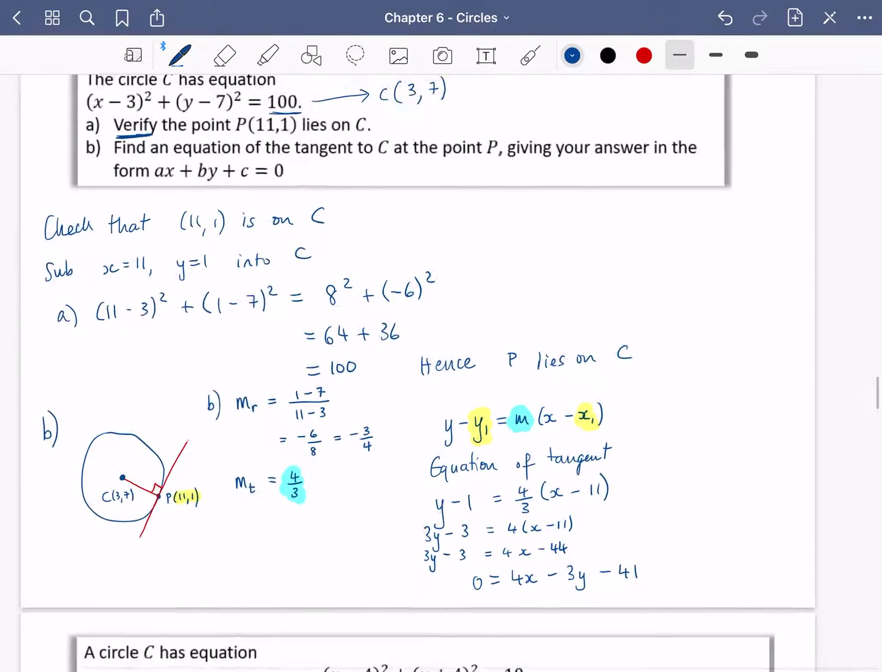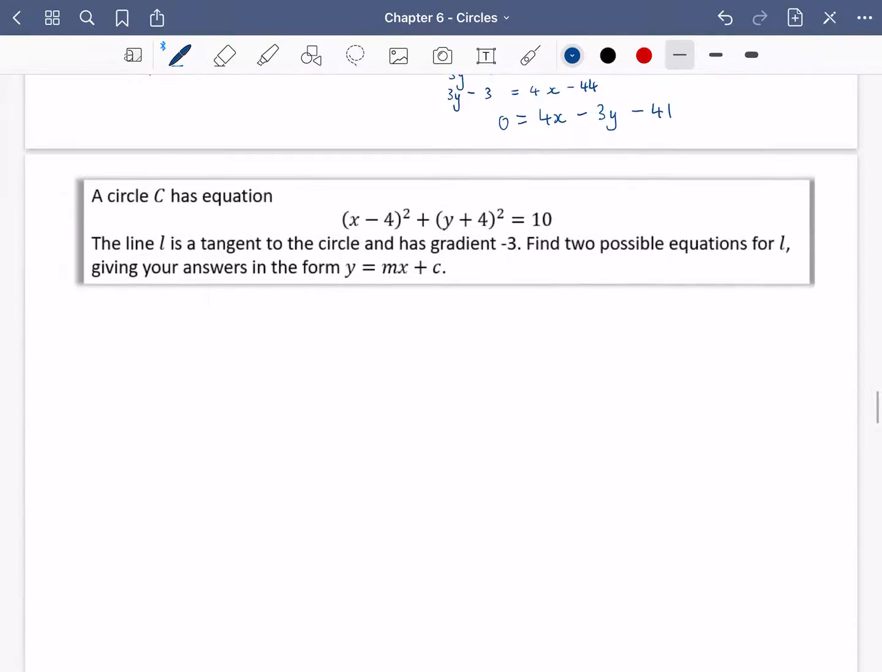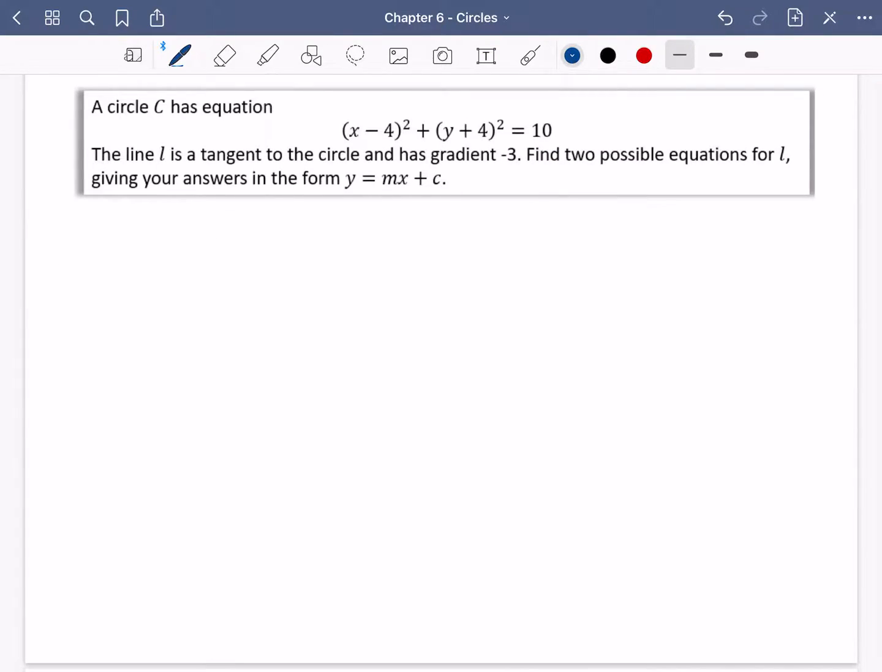Okay, so let's have a look at another example. Here we have a circle that has this particular equation: (x minus 4) squared plus (y plus 4) squared is equal to 10. And you should very quickly be able to gather some information from that. We can say what the center is: the center of this circle is going to be (4, -4). That's probably going to be useful. It says the line L is a tangent to the circle and has gradient -3. Find two possible equations for L, giving your answers in the form y equals mx plus c.